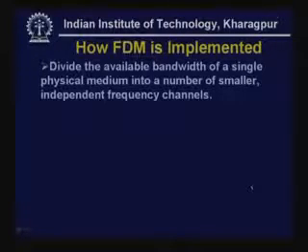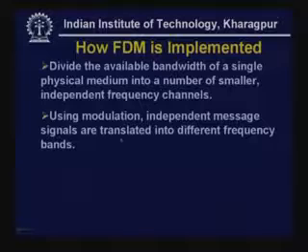What we do is first divide the available bandwidth of a single physical medium into a number of smaller independent frequency channels. So, that is the first thing that is done. Then, using modulation, independent message signals are translated into different frequency bands. As you have seen, by using modulation this can be done.